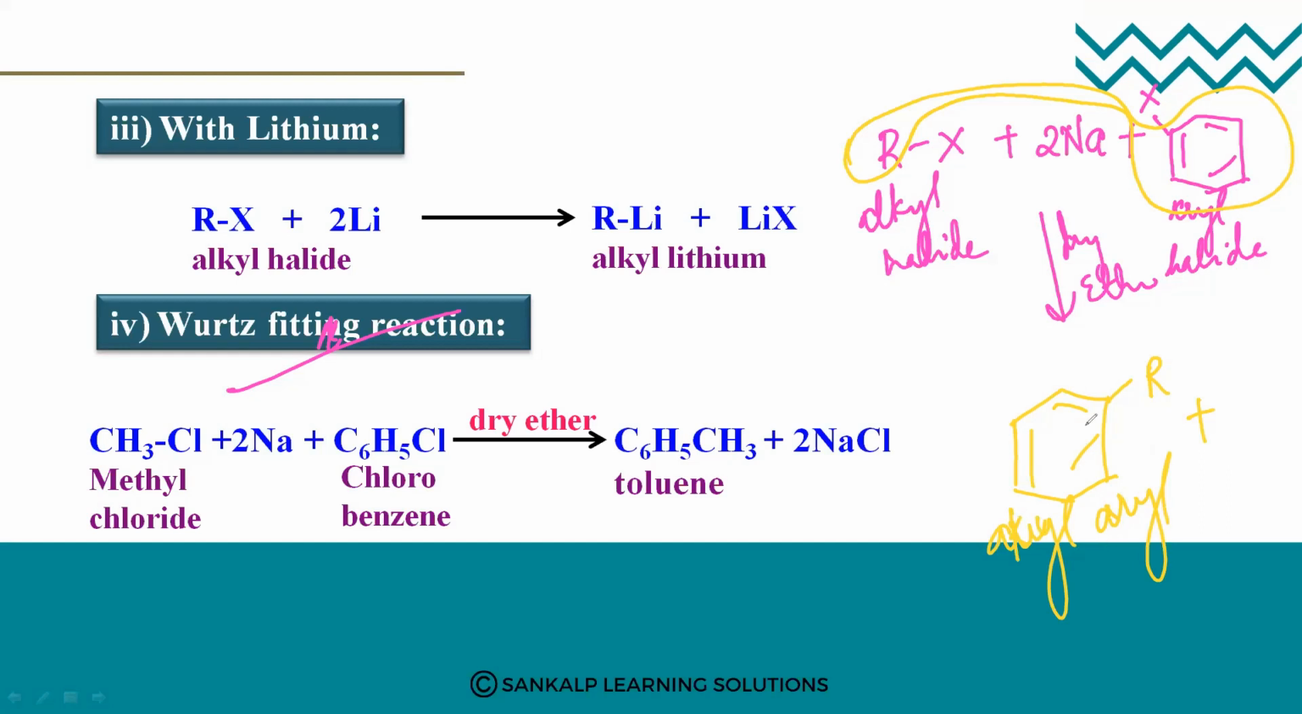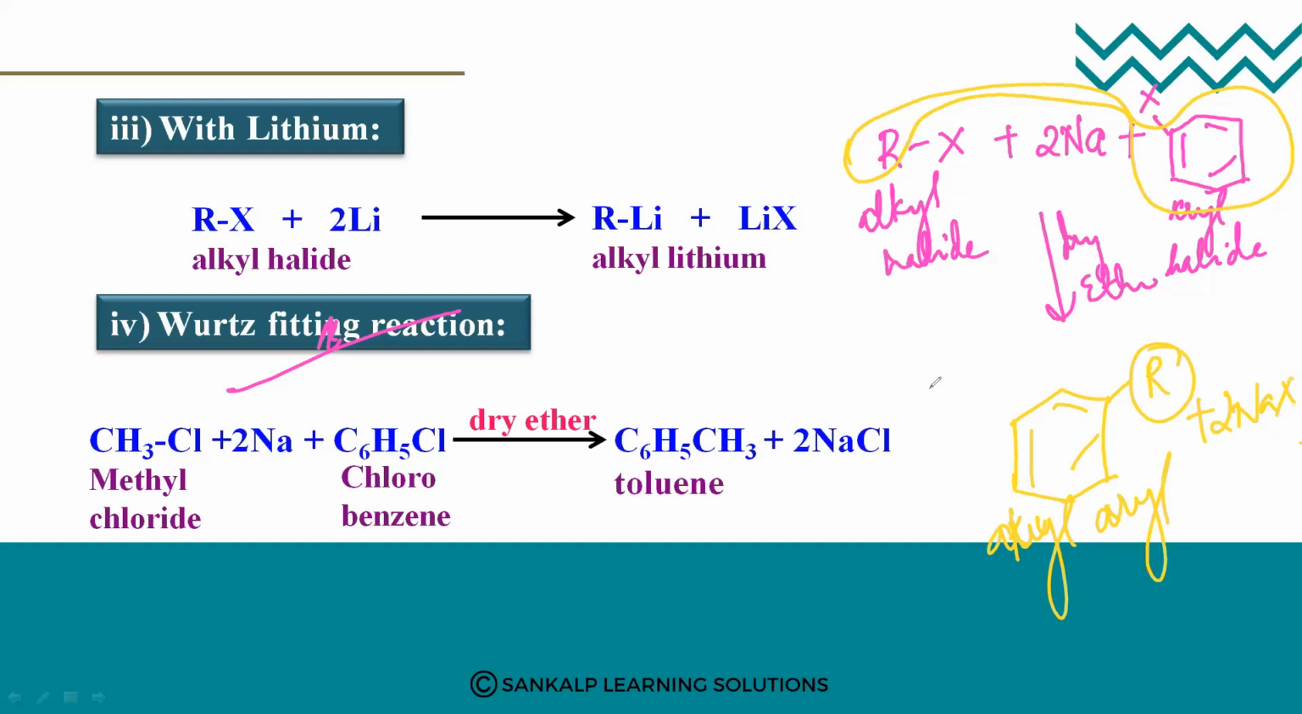So when alkyl and aryl halides react, this is the product which is obtained, along with 2NaX. This is the Woods-Fittig reaction. Okay, this is a Woods-Fittig reaction.